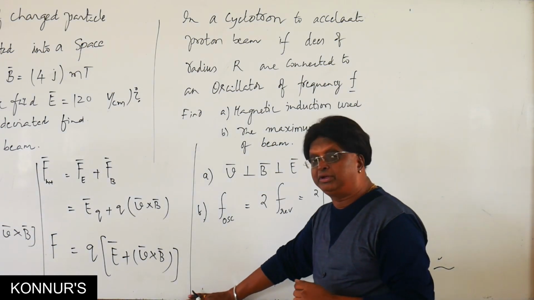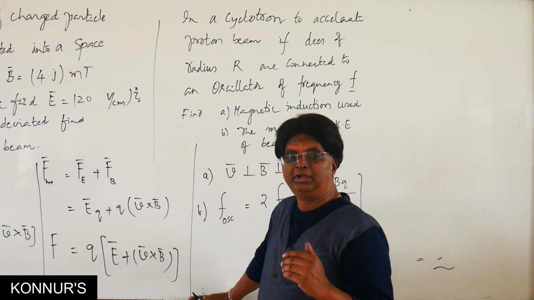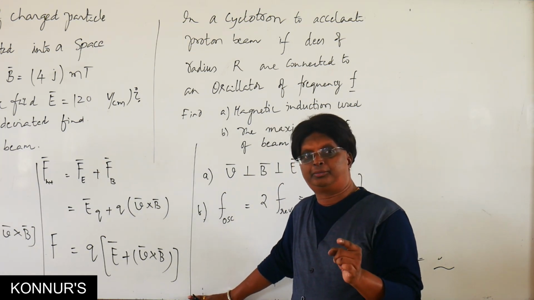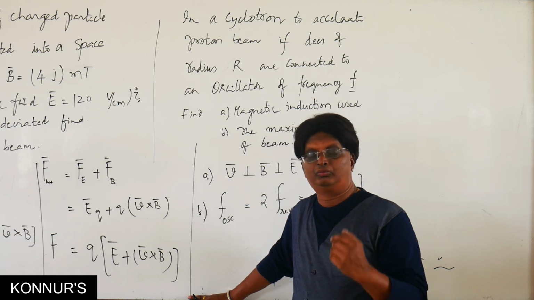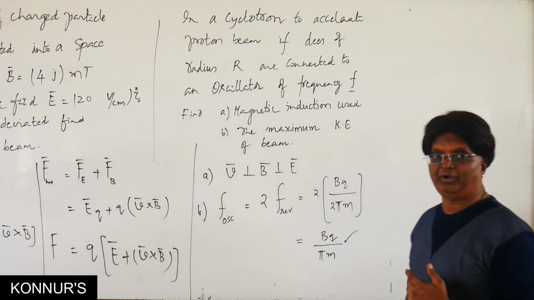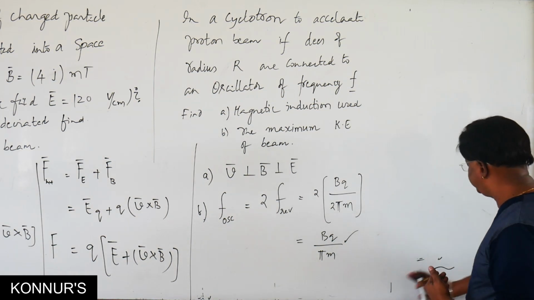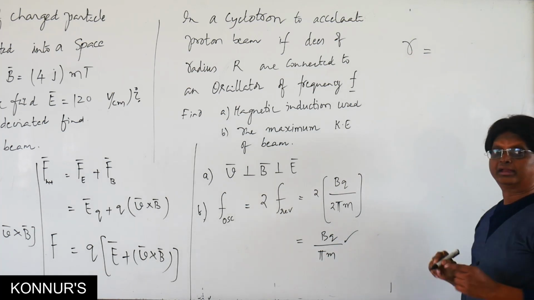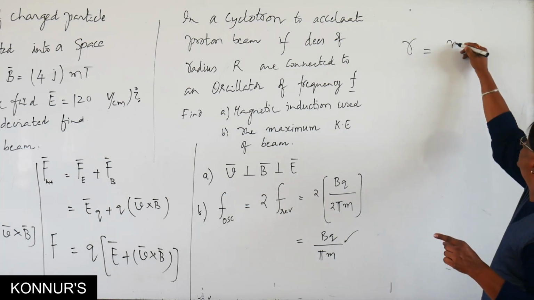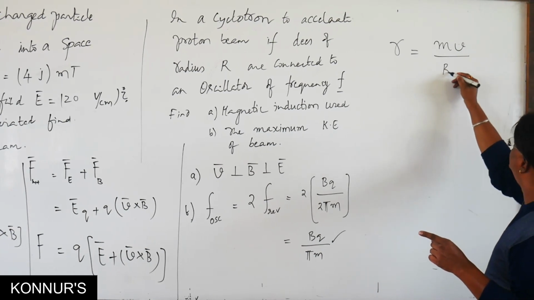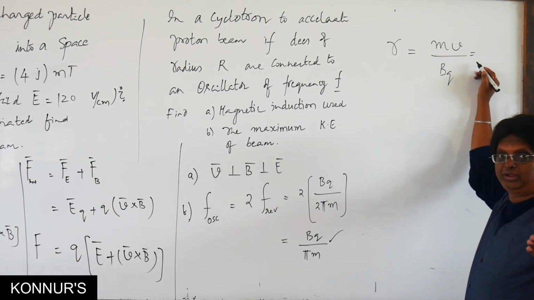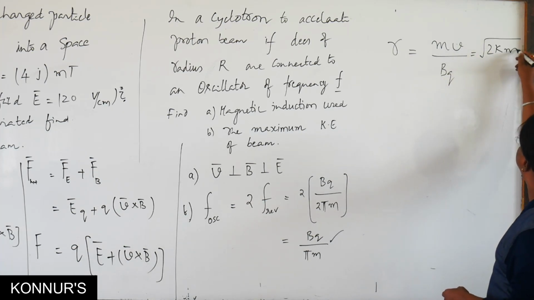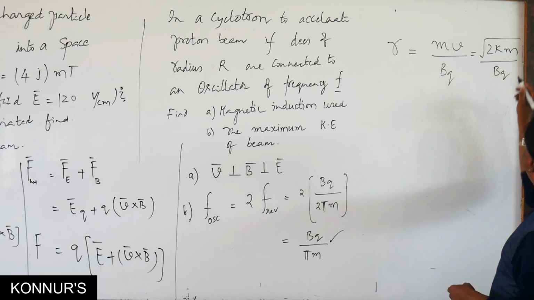Next one, what should be the radius of the D's? That is, the size of the D's. What size should be taken? That size depends upon the energy requirement. So what is the energy of the beam that we finally need is what is important. For that, see, we already have an expression for radius. The radius of the circular path, we started with mv by Bq, and in even the recent 2 or 3 examples we have used it, is under root 2Km by Bq. This is our base.